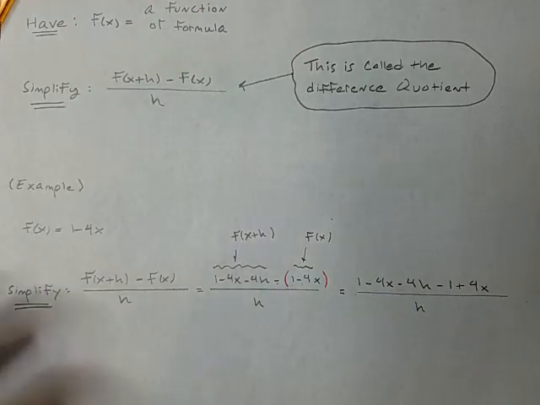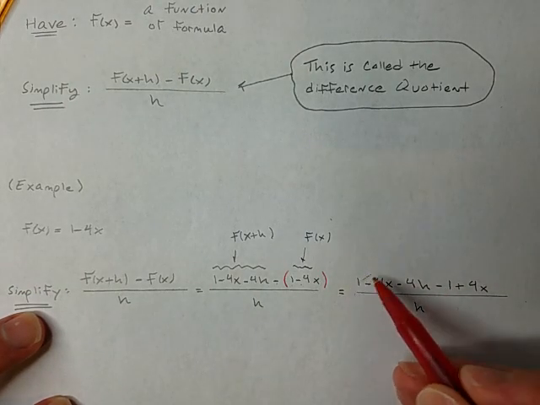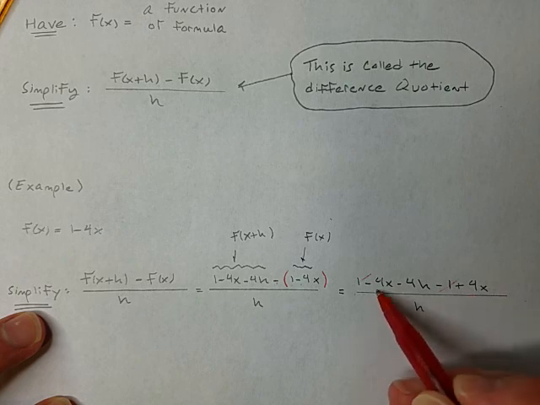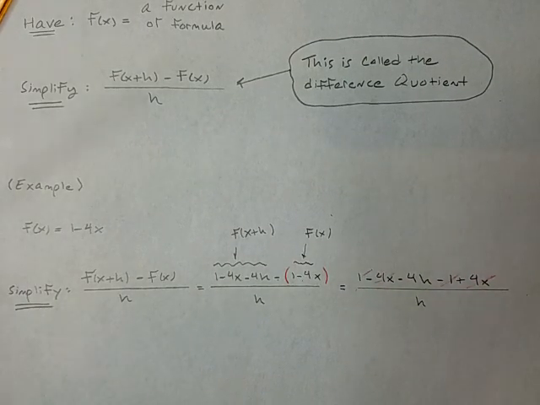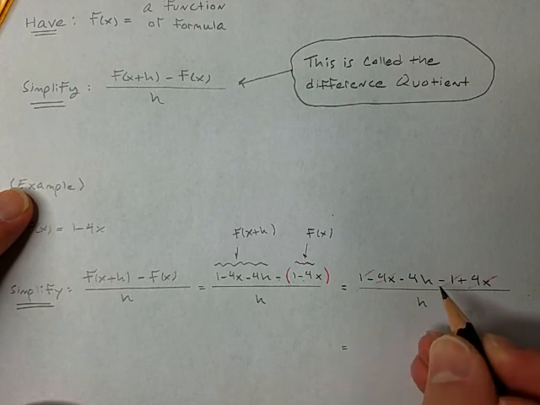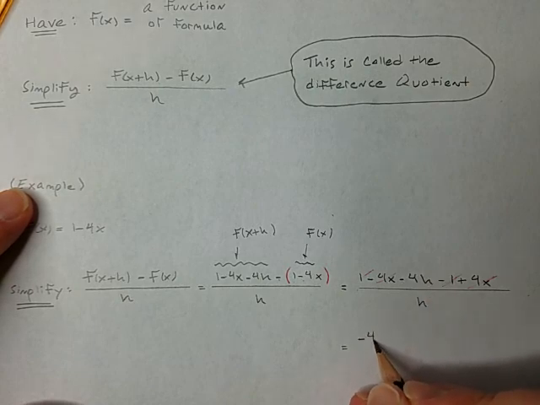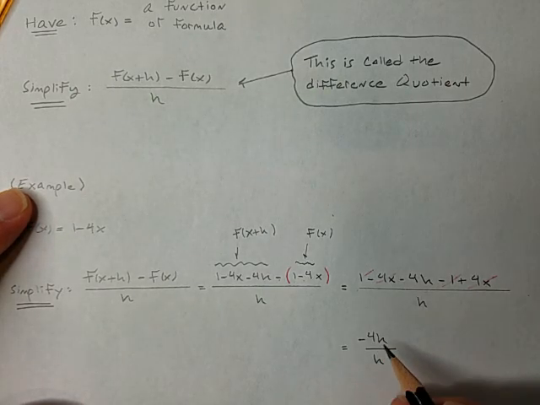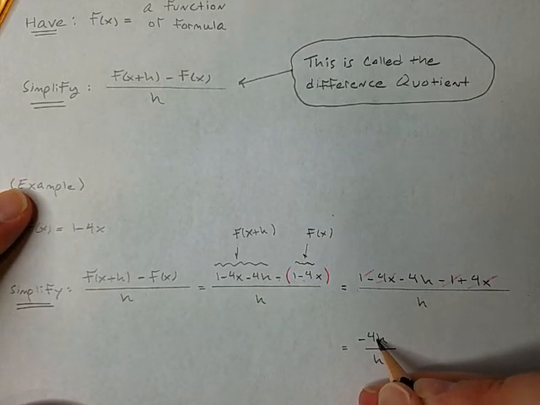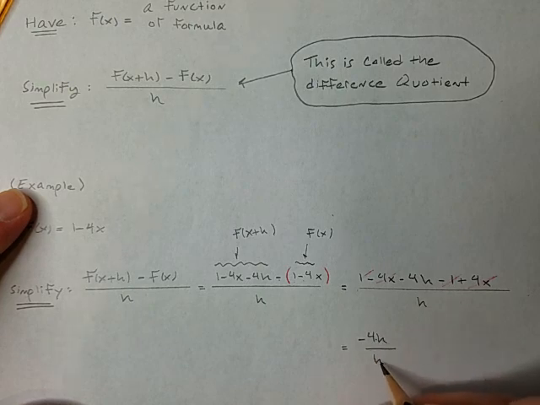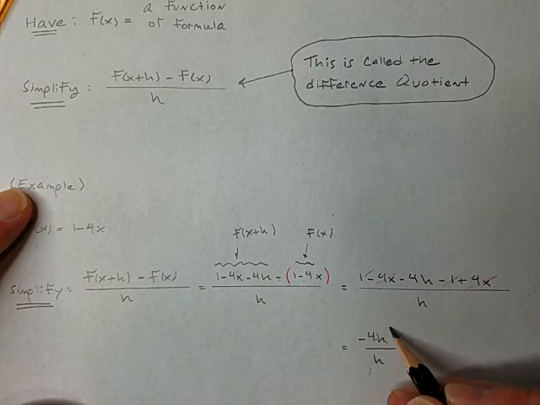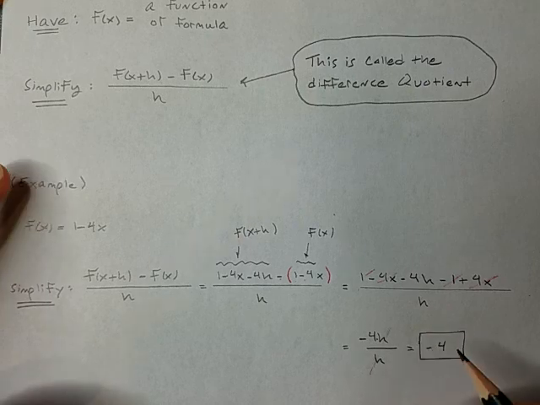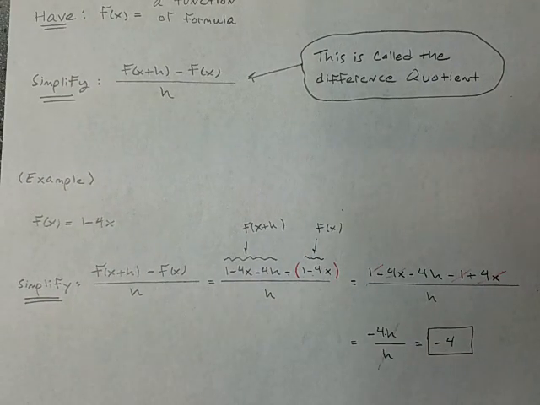I see that there are some terms that will cancel. 1 minus 1, negative 4x, positive 4x. What's left? Well, all that's left is a negative 4h on top and an h on the bottom. These h's cancel. Okay? Why? Well, because that's 4 times h divided by h, and division is the opposite of multiplication. That's why they cancel. So we cancel those, and negative 4 is the final simplified result of the difference quotient.